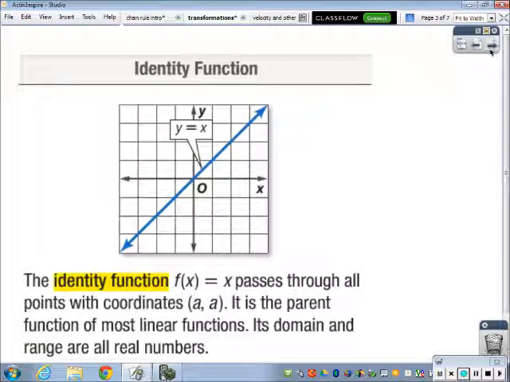Other parent functions include what we call the identity function. It's called the identity function because it's the equation y equals x, and so y and x equal the same thing, so it's the identity. Its appearance doesn't change. The identity function, y equals x, is a parent function because it's the simplest form of that function. Its domain and range are all real numbers, so it will continue infinitely to the left and to the right and continue to travel up and down.